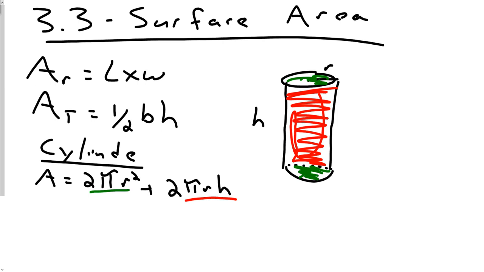Now, sometimes, if you're finding surface area, let's say of an object like a pillar in the middle of a building, the cylinder is like this. I don't have to do the top or bottom, so I can eliminate this part here. I don't have to do the 2 pi r squared. Okay? Any questions? Cool.